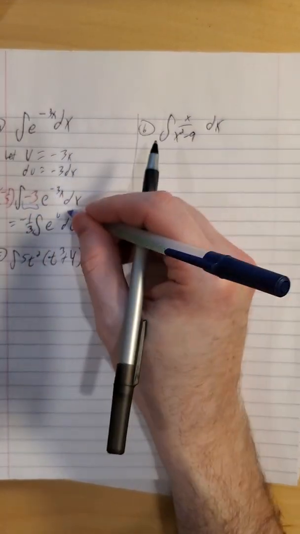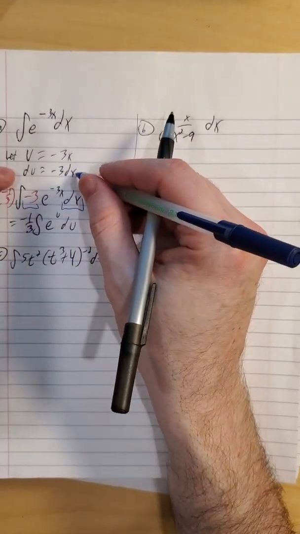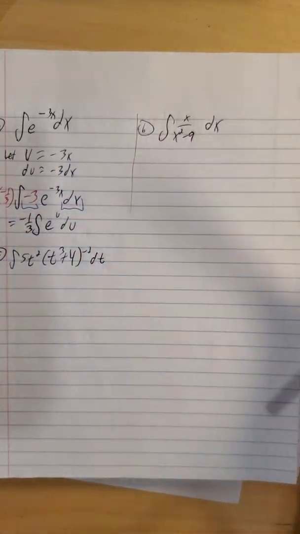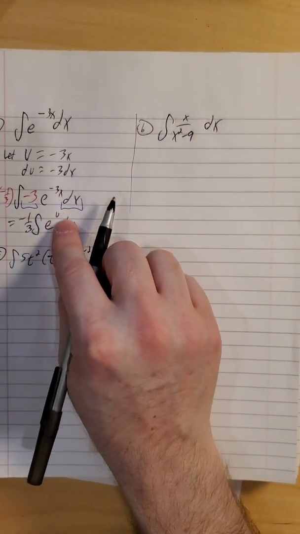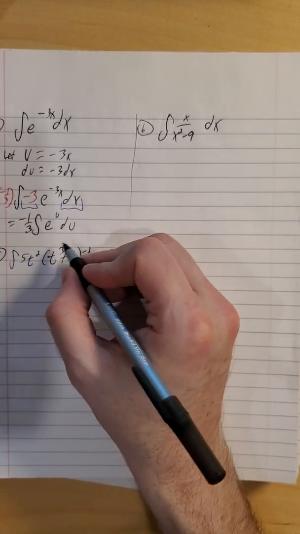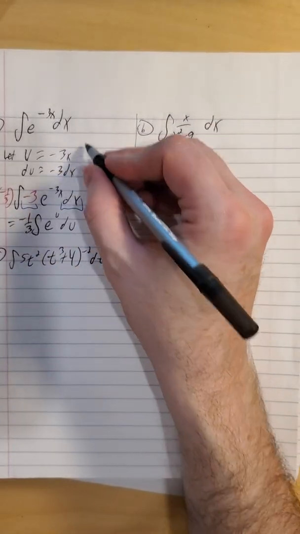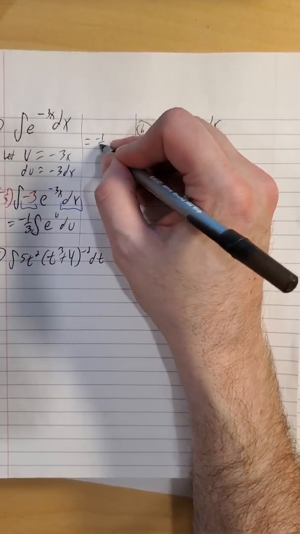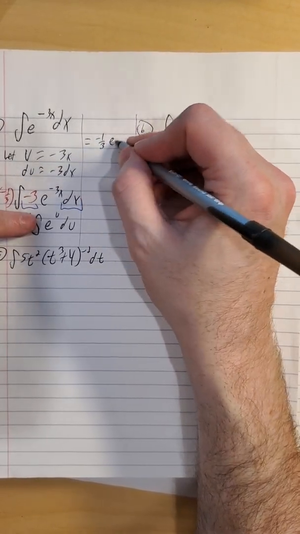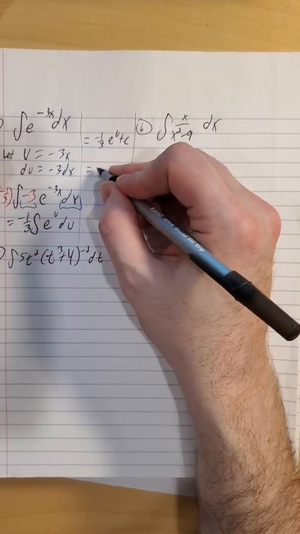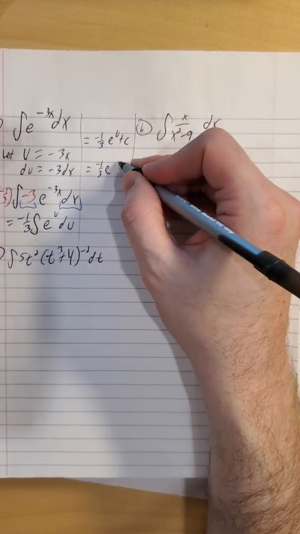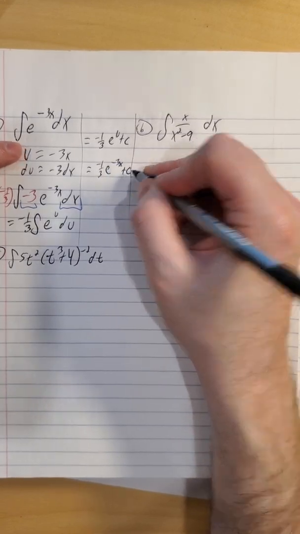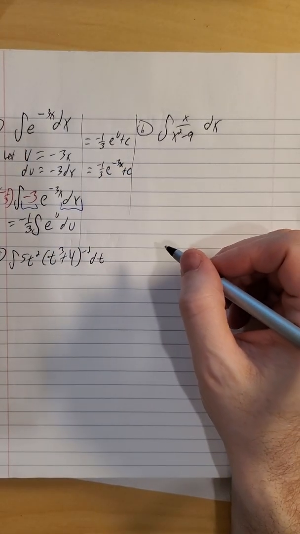So negative 3 dx is our du. e to the negative 3x is our e to the u there. So we then have, let me try to squeeze this in, negative 1/3 e to the u plus c. So then that's negative 1/3 e to the negative 3x plus arbitrary constant c.